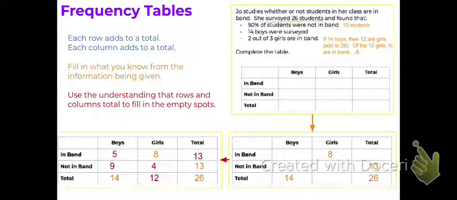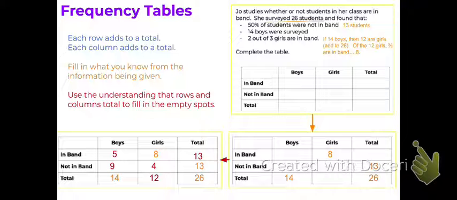So if we look at the information here, it tells us that she surveyed 26 total students. So that number goes in the bottom right. It also tells us that 50% of the students were not in band. So that's half of them. 13 weren't in band. So I put that in the bottom row there too. It tells us 14 total boys were surveyed. So the total for boys goes there in the left.